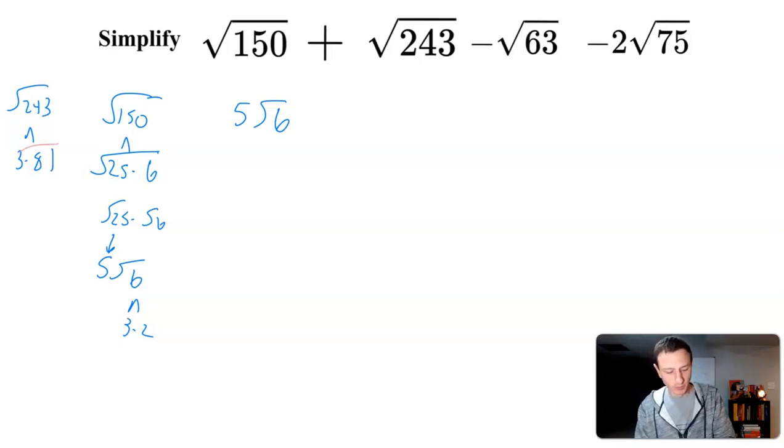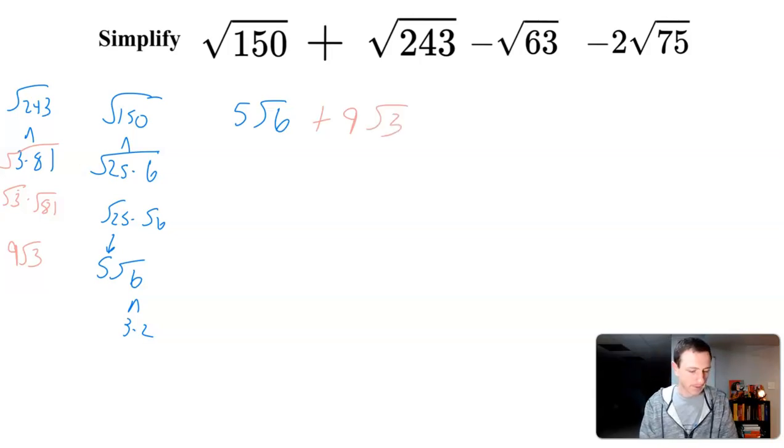I could take the square root of 3 and the square root of 81. Square root of 3 is going to remain square root of 3. But the square root of 81 is 9 times 9, which is 9. So the square root of 81 is 9. So I'll get 9 root 3 there. Nice. So plus 9 root 3. And just looking at 243, I don't know, maybe you saw that instantly.